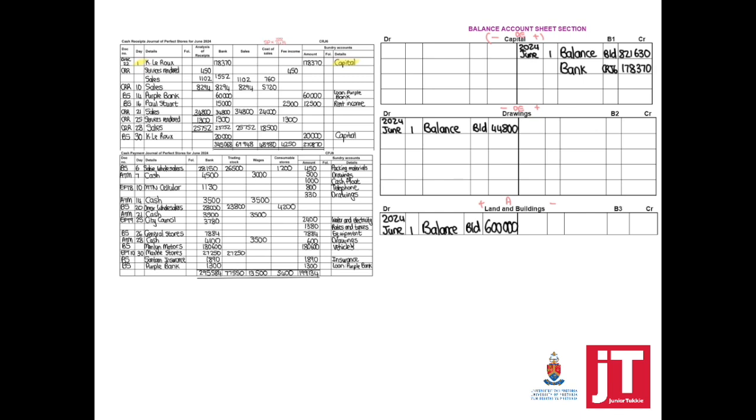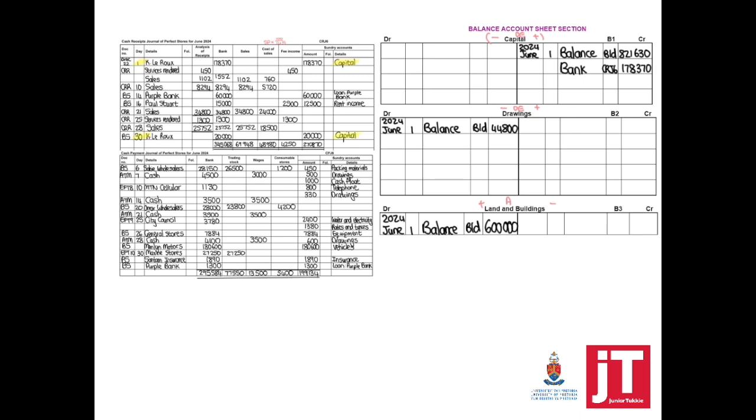Please remember the basic principles. Bank and cost of sales is debited from the cash receipts journal. The rest is going to be credited. That's why capital is credited. And another thing, our equity will increase if the owner contributes more capital.